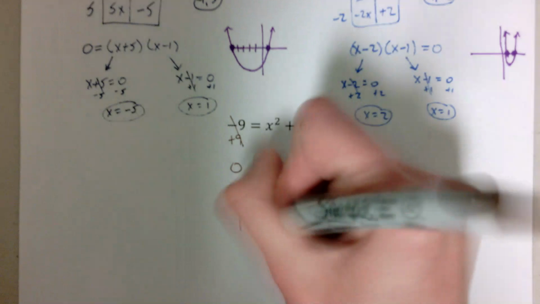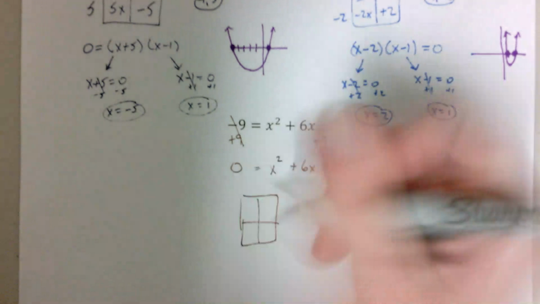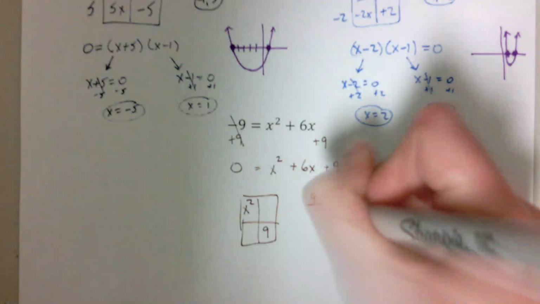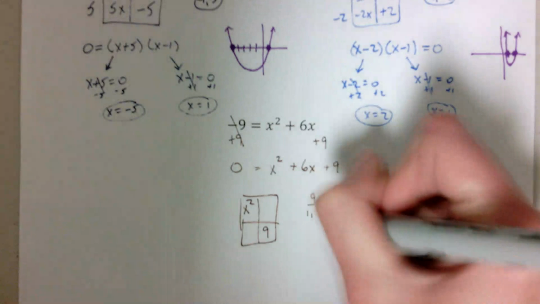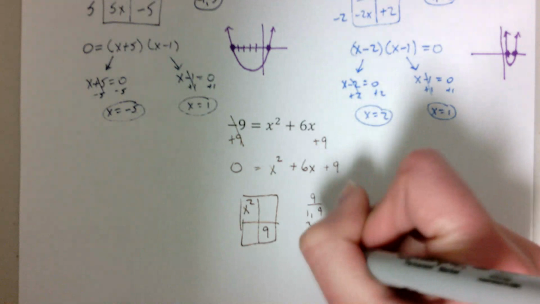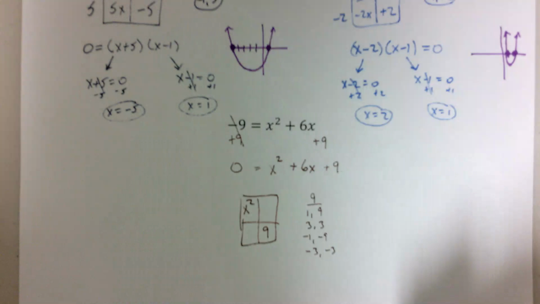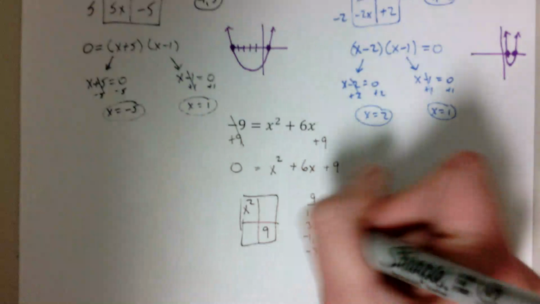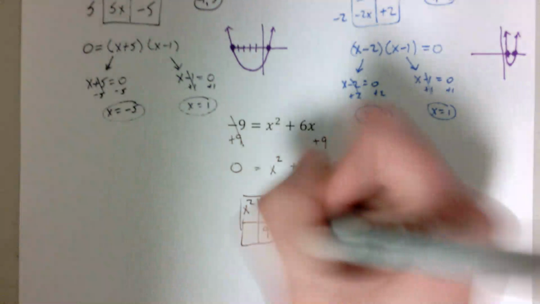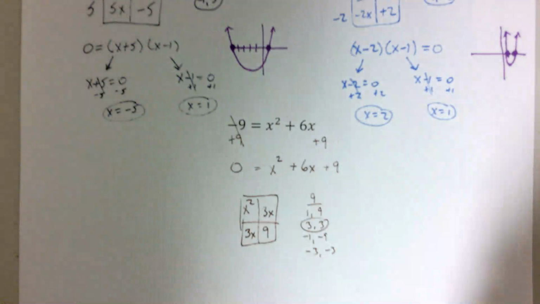Okay, so now we're going to factor that. So here's my box. x squared, +9. I need two things that multiply to 9 and add to 6. So 1 and 9, 3 and 3, -1, -9, -3, -3. So which of those add to 6? These guys. So I'm going to put a 3x here and a 3x here.